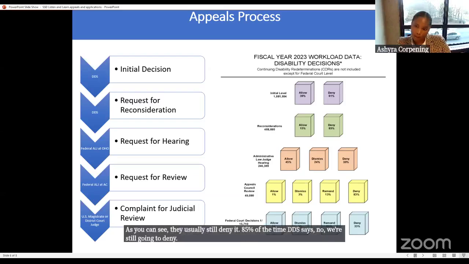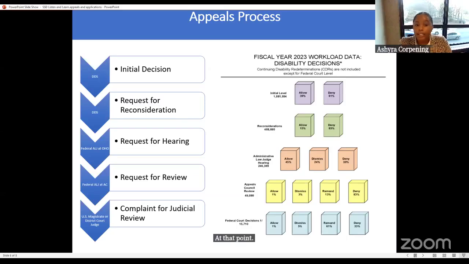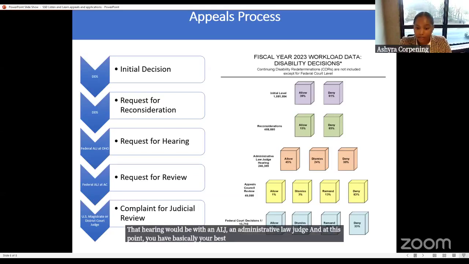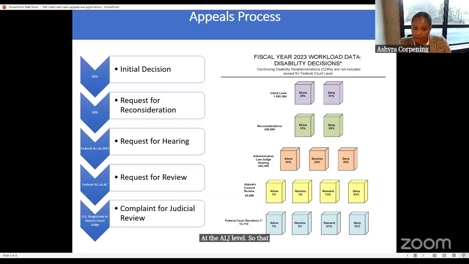At that point, you would submit a request for a hearing. That hearing would be with an ALJ, an administrative law judge. And at this point, you have basically your best chance. 45% of cases are allowed at the ALJ level. So that's kind of where you want to keep appealing to try to get those good chances.